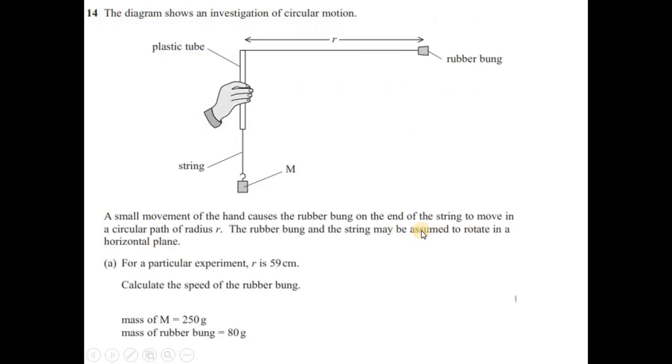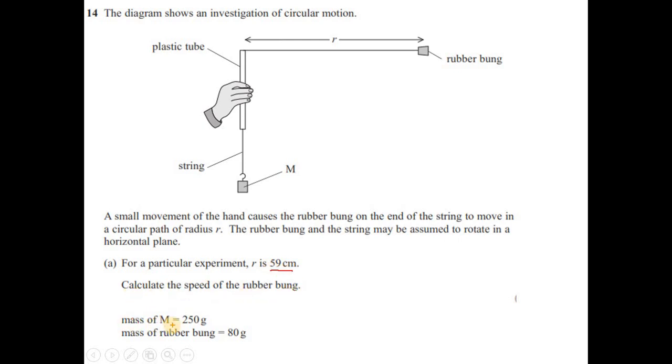Question number 14. The diagram shows an investigation of circular motion. A small movement of a hand caused the rubber band on the end of the string to move in a circular path of radius r. The rubber band and the string may be assumed to rotate in the horizontal plane. For a particular experiment, r is 59 cm. Calculate the speed of the rubber band.